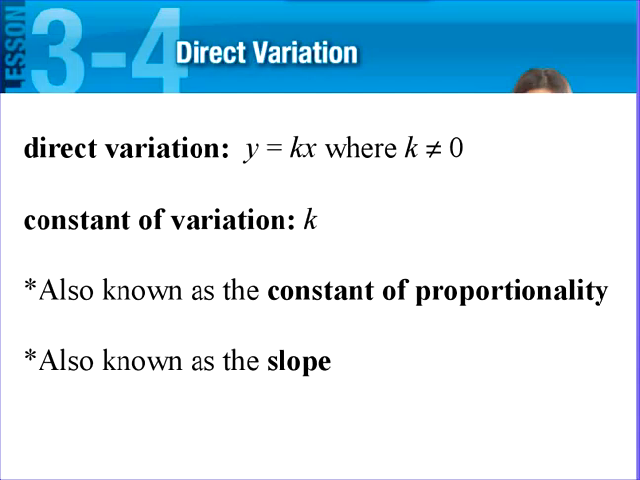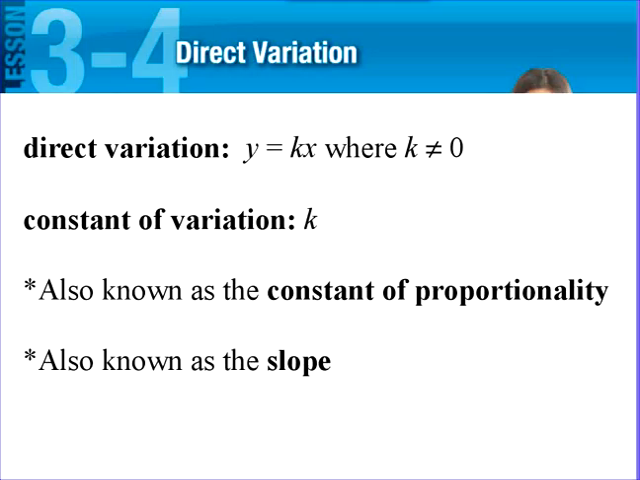So today we're going to talk about direct variation, and direct variation is something that we've kind of worked with before when we've dealt with some proportions. And so the definition of direct variation is the equation y equals k times x, where k is some number. So k could be negative, k could be positive, but k cannot be 0.